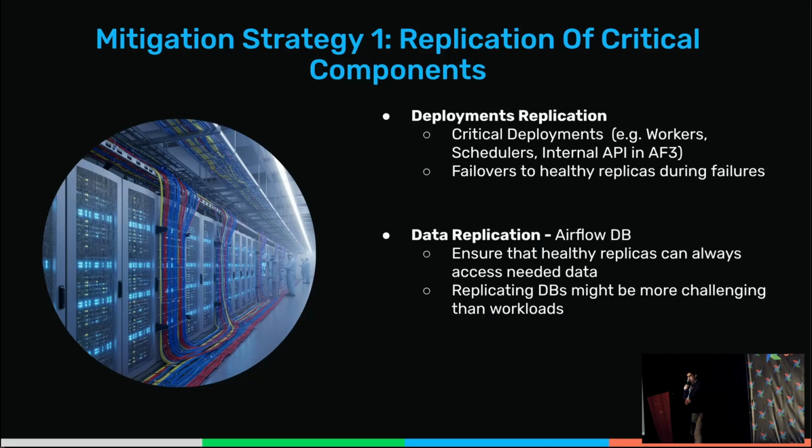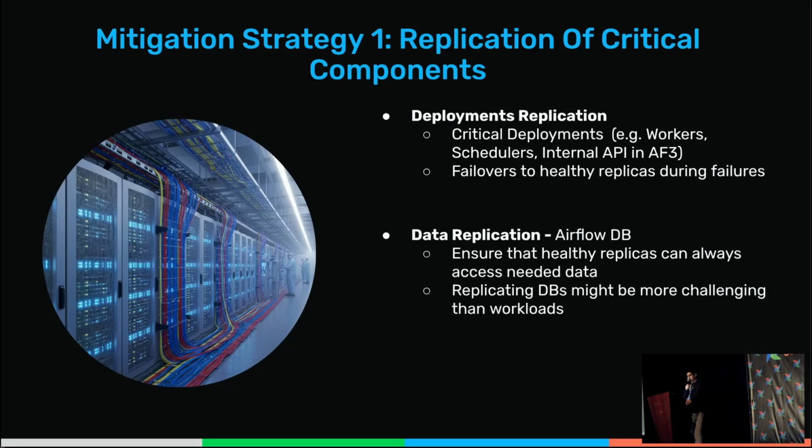And for failover, if you implemented those replications, if you have two replicas, for example, of everything, then if one fails, you will fail over to the healthy replica which is running. And if you replicated the deployments, there is also the database or data replication. The main thing is the Airflow DB. This also needs to be replicated. You need to have multiple replicas of the DB running so that the healthy replicas of the deployments will be able to access the states of the tasks and everything at any point in time.